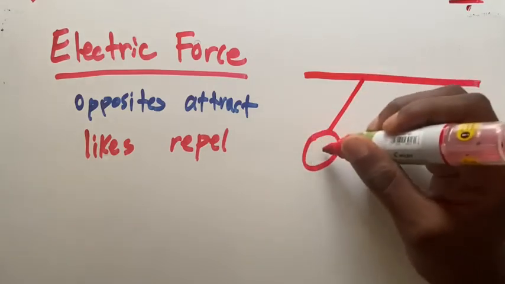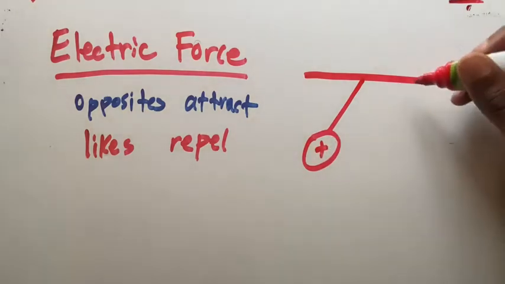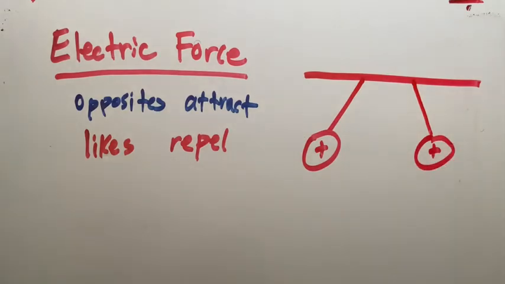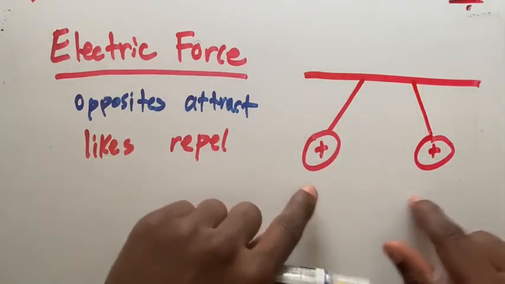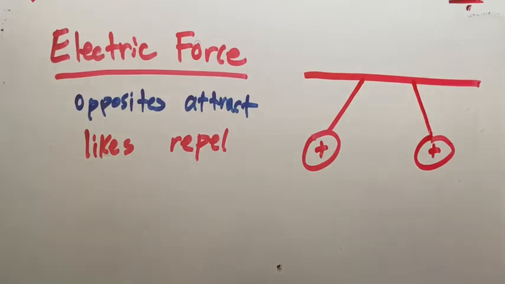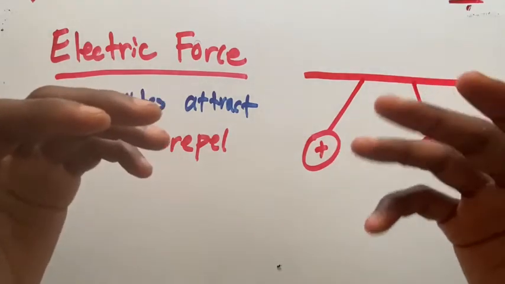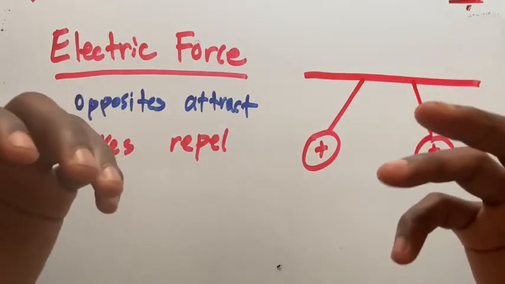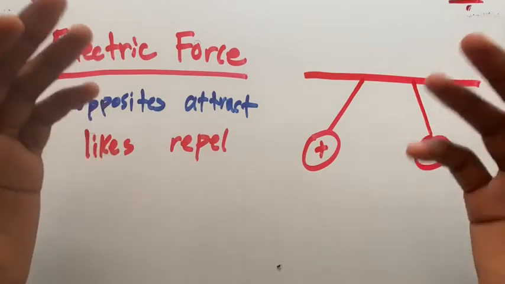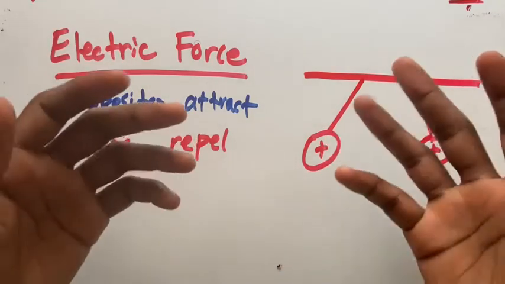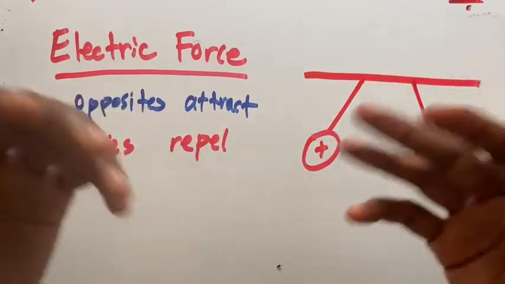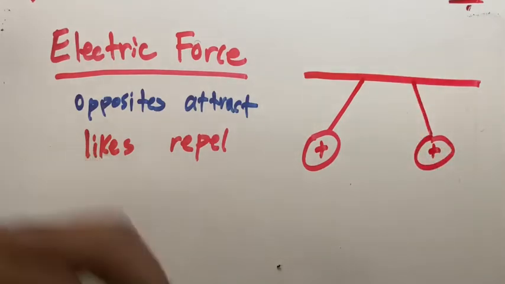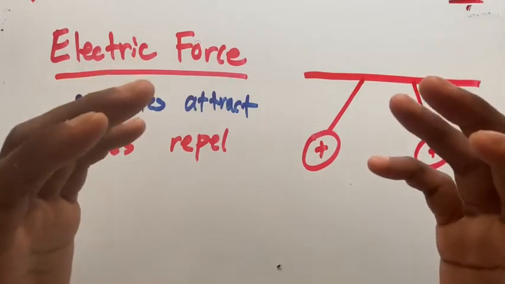so this object is positively charged. Let's say I draw another positively charged object here. This one's also positively charged. So since both of these objects are positively charged, where charge is basically, well, we actually don't know what charge is exactly, but we do know charge is like a fundamental thing, kind of like mass. So everything in the universe has some mass to it, right? So likewise, everything also has some charge to it.